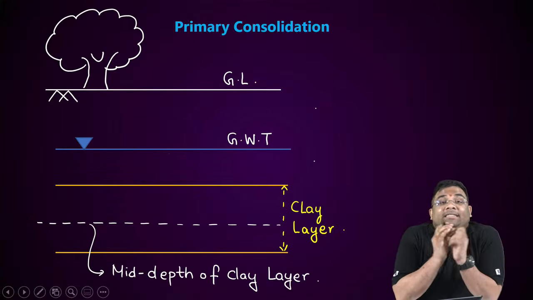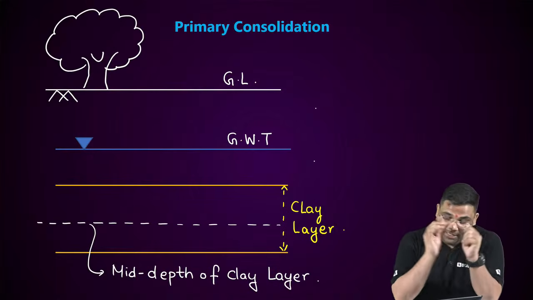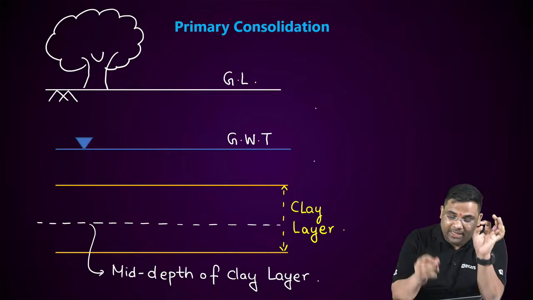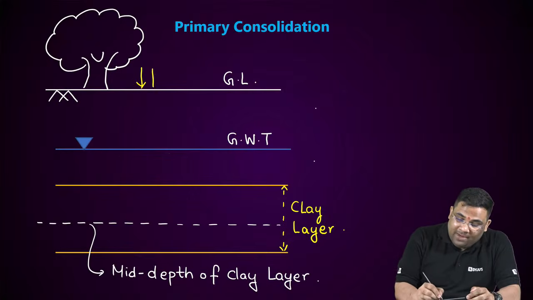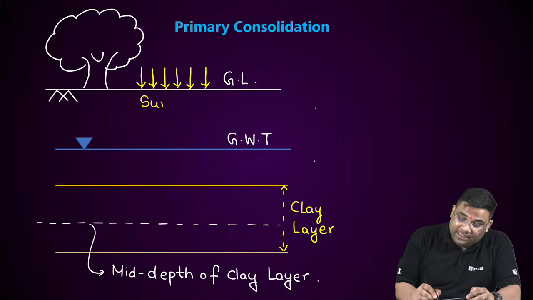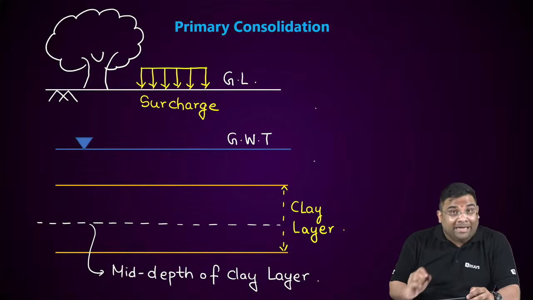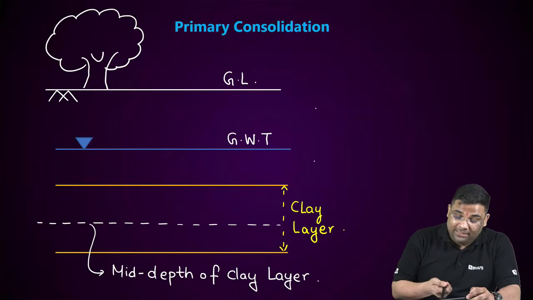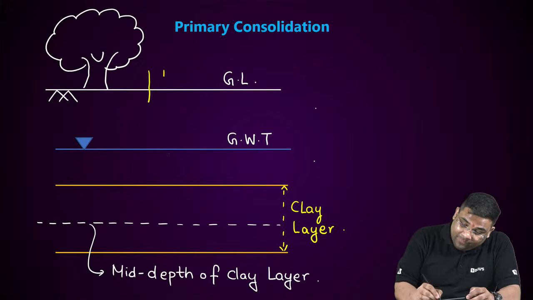That's what we are going to understand in this particular slide. Okay. Now you see, if you apply some additional stress at the ground level, how can we apply additional stress? Additional stress can come on the ground level in form of what? Surcharge. If there is surcharge at the ground level, there will be what? There will be additional stress. Where? At the mid depth of clay layer. Or there might be a footing also, right?